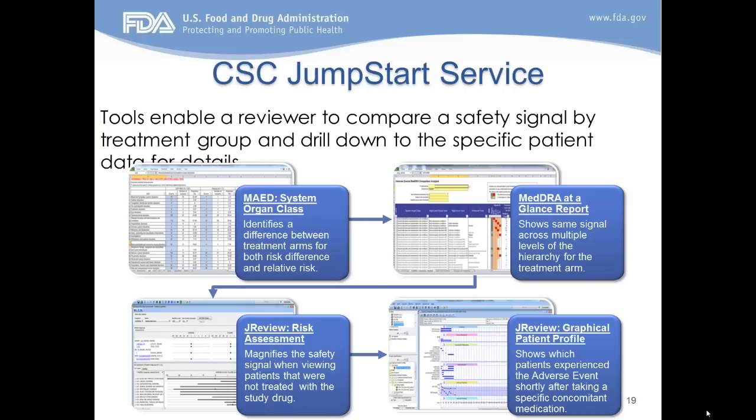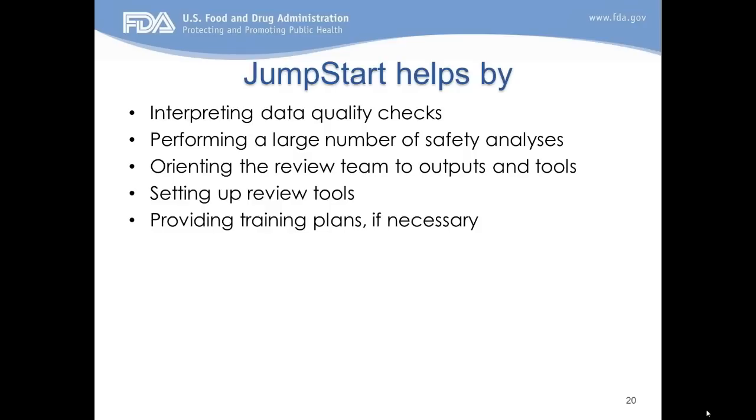We provide the reviewers with our analytical methods so they understand exactly how these findings are created, and we also give them the tool output. So everything is provided to them for their use. So this is how we think that Jumpstart is really transforming the scientific regulatory review process. By interpreting data quality checks, performing a large number of these safety analyses up front, orienting our reviewers to the outputs and tools, having those conversations, actually setting up the data for them so it's readily available and there are issues that they can take care of, and also providing all those training resources, it's really getting our reviewers to be ready to go the minute that a decision to file the application happens.